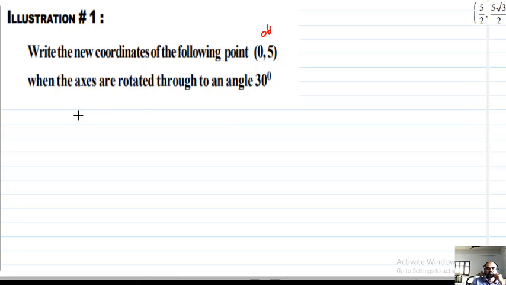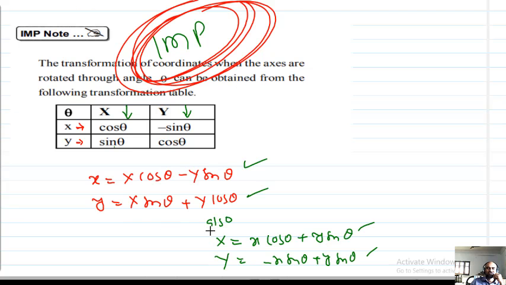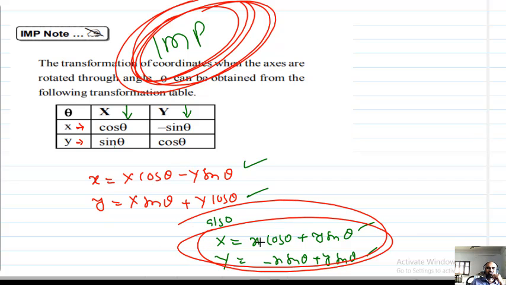I will write: coordinates of P, that is small x comma small y, equal to (0, 5). What should we find? Coordinates of new capital X, capital Y you want. Theta is given as 30 degrees, clearly a positive angle. So capital X, capital Y you want means you want to use this result: capital X equals something.